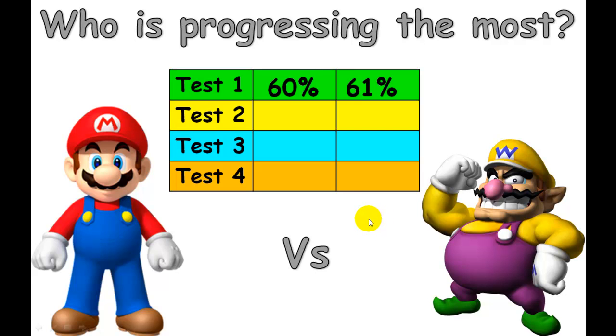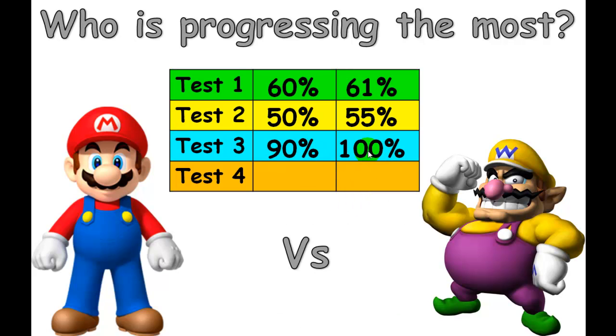Okay, so let's have a look at the test-off between Mario and Wario. Both are completing tests in the subject. The first time round, Wario just beats Mario. The second time round, he still just beats him, but it looks like they've both gone backwards, right?